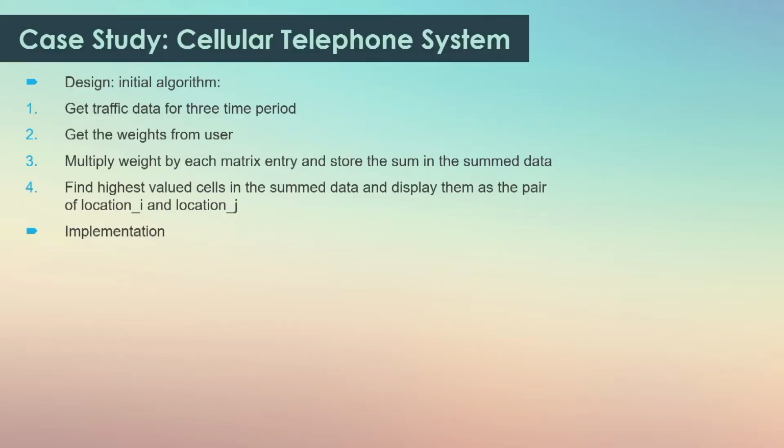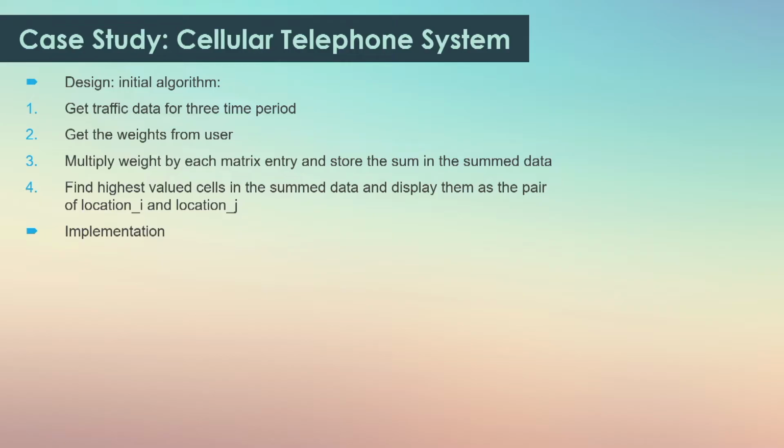So, the simple algorithm is that we are going to get the traffic data for 3 time periods and store it in 3 different matrices, and get the weights from users. The weightage factor we want to give for each entry, we can get from the user as input. Then multiply the weight by each matrix entry and store the sum in the summed data.